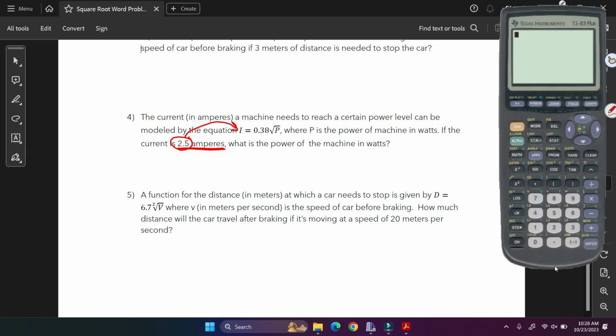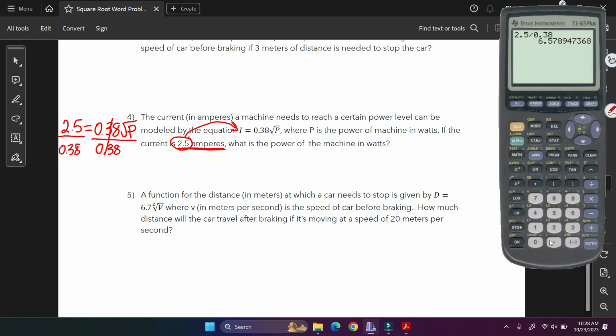All right, so let's solve this equation. So our first step, we need to get rid of the 0.38 that is multiplying the square root of P. So I'm going to divide each side by 0.38. And so that gives us 6.57.